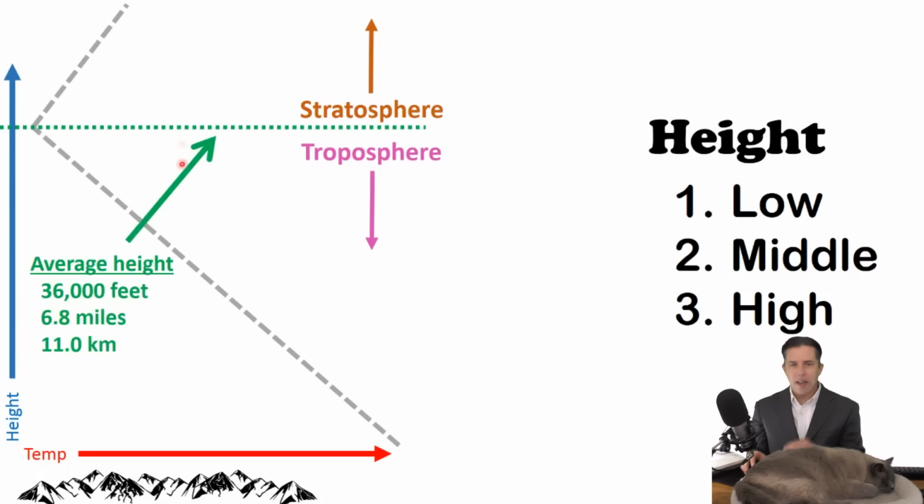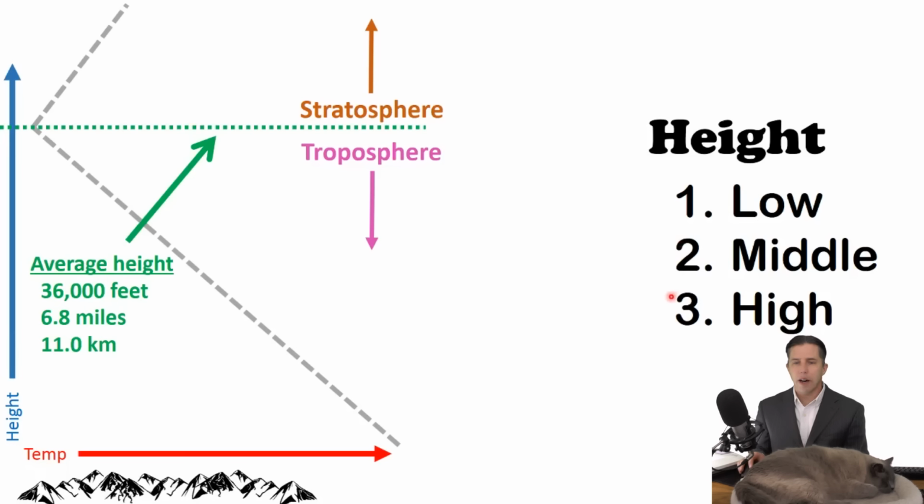Now, the exact height of this varies by season. It can vary by day. If it's a really cold day, it will be lower. If it's a hot day, it'll be higher. If you're in the tropics, it's higher. If you're near the poles, it's lower. But kind of a worldwide average is close to 7 miles above the ground is where this division is.